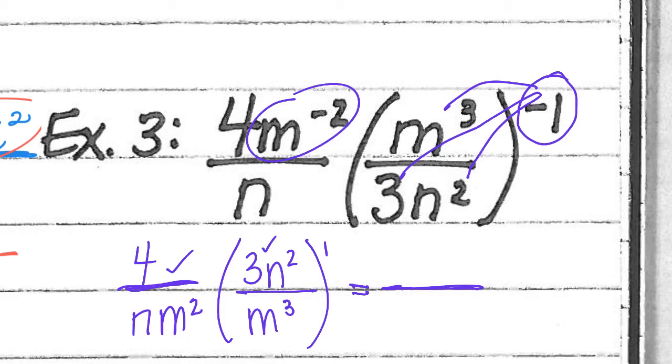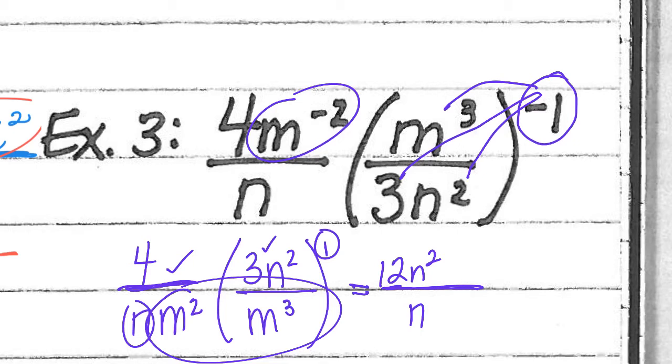4 times 3 is 12 n squared. Now obviously if this was a square, we'd have to get rid of that first. And n and m squared times m to the 3rd is n m to the 5th. And then from here, would the n's go on the top or the bottom? Good, they would go on the top as n, and m to the 5th will go on the bottom.